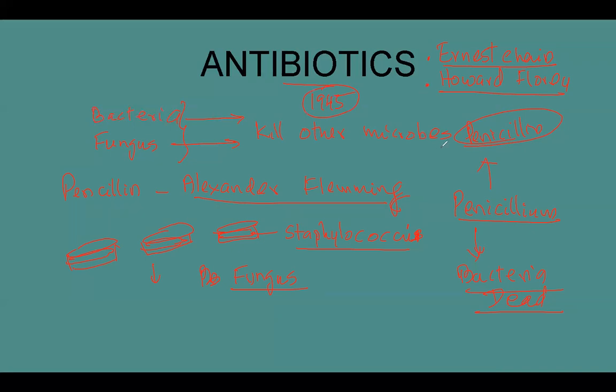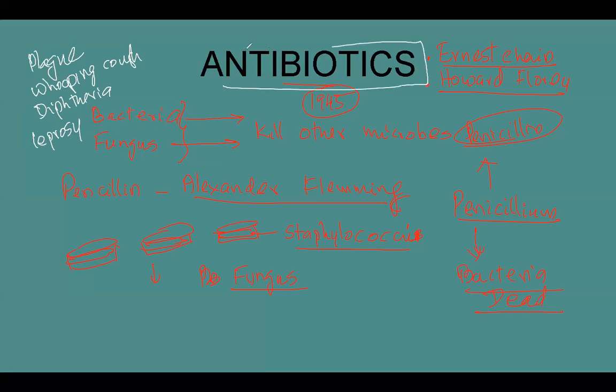Okay, and after that, many new antibiotics were discovered. With this we can control all bacterial diseases. Hope you remember some of the bacterial diseases: plague is a bacterial disease. Whooping cough is a bacterial disease. Diphtheria, another bacterial disease. Leprosy. Today we can control all this because of antibiotics. Imagine there's no antibiotic, the bacteria will kill us like the coronavirus killed humans. Okay, so this is called antibiotic.